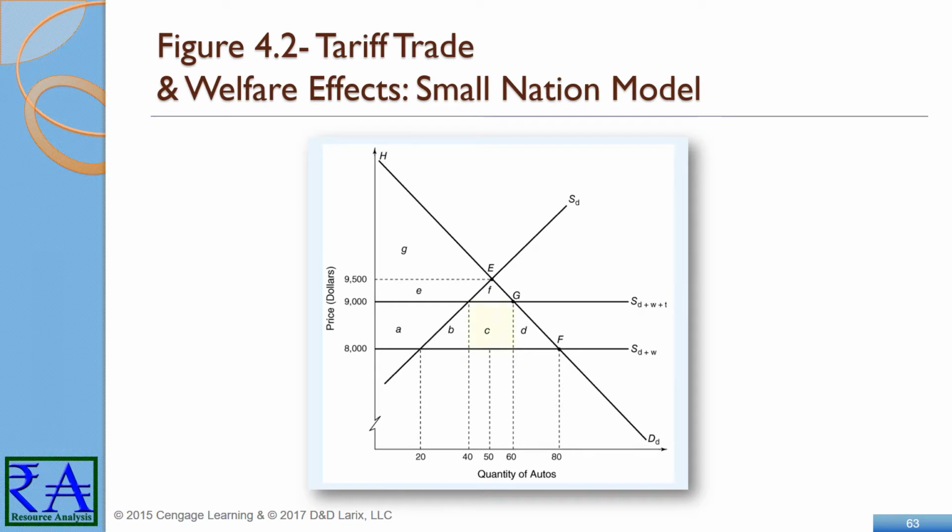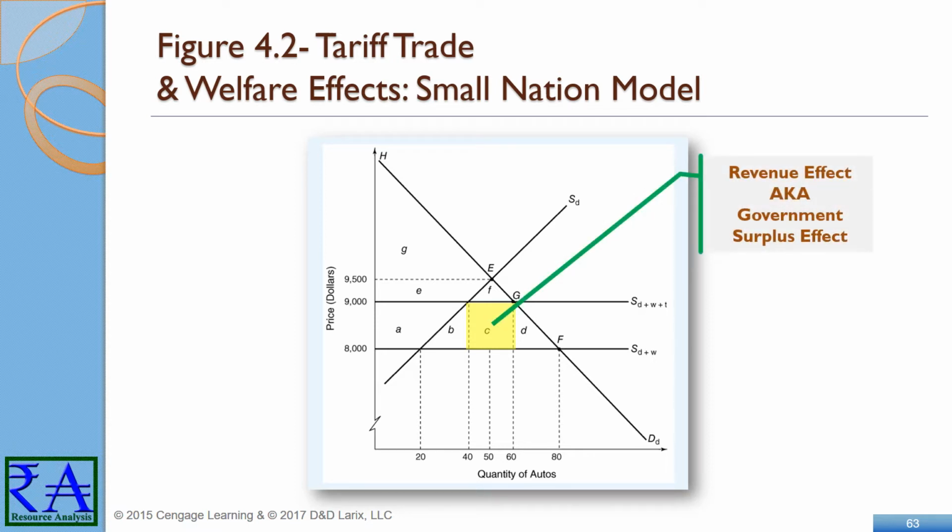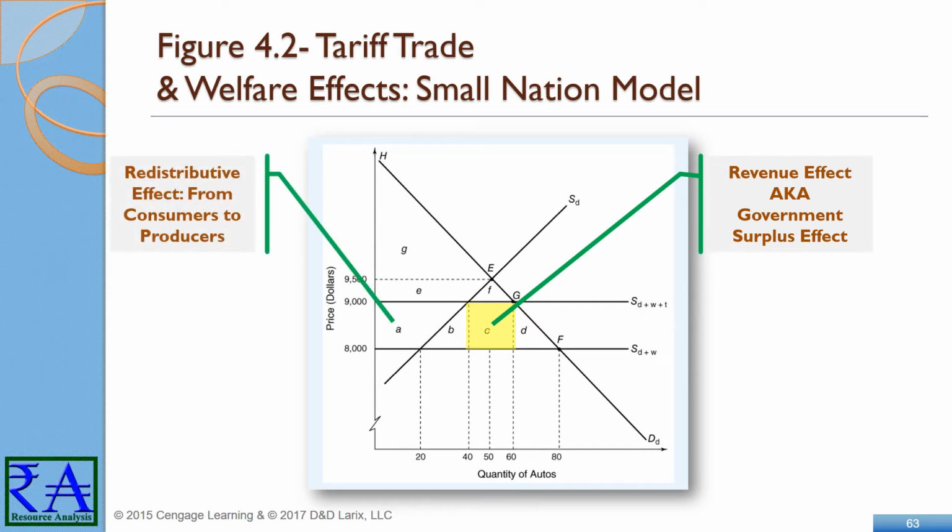On the chart, the area C found between the elastic supply lines and between the quantities sold by foreign versus domestic suppliers is the revenue effect. These funds were first allocated to consumers as surplus, but are now redirected to the government in the form of tariff collections. We call that a government surplus effect. The area shown in A is another transfer of surplus, once allocated to consumers, that is now transferred to auto producers and called the redistributive effect.